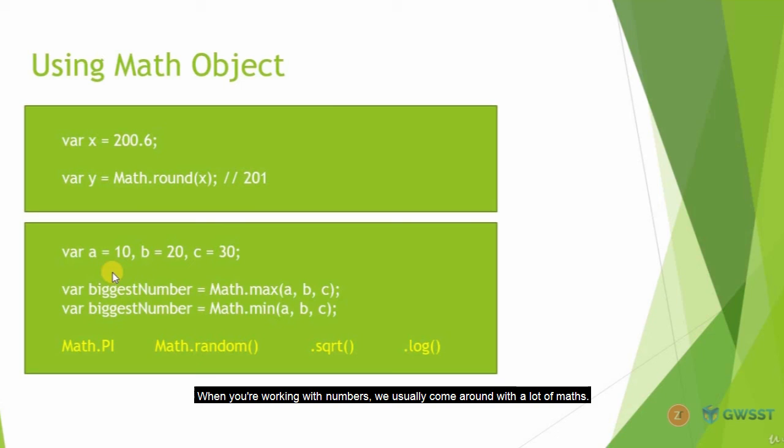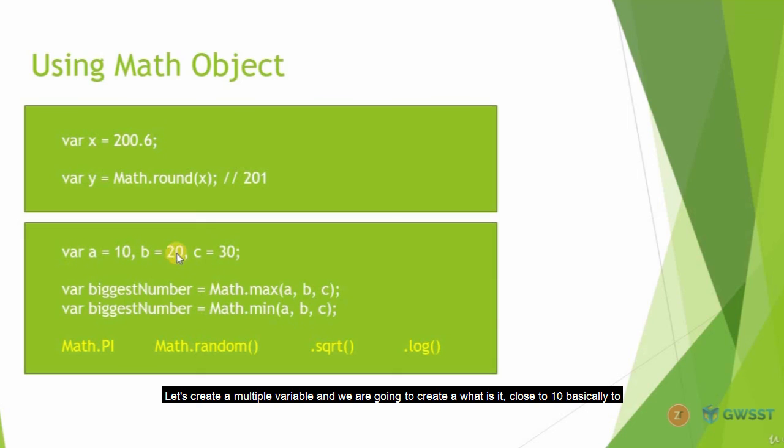In JavaScript, when you're working with numbers, we usually come across a lot of maths. In this case, we have a variable x is equal to 200.6, and if you want to round it up to some number, we can use the Math functions. So we have variable y is equal to Math.round, and what do I want to round? I want to round the x variable which I created here. So 200.6 becomes 201.